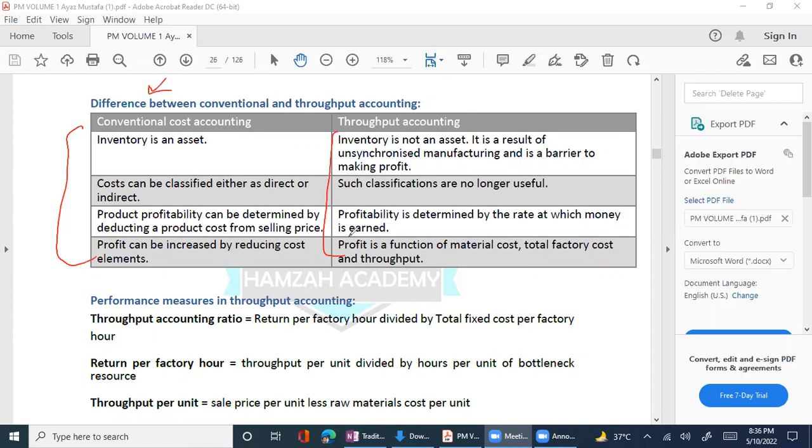Item number 4 in the column of throughput accounting: profit is a function of material cost, total factory cost, and throughput. I will illustrate it with the help of a numeric that profit ultimately will be calculated after having the effect of material cost, factory cost, and throughput. So when we calculate the number of units, then we will calculate the throughput, and then ultimately we will calculate the profit. Is it clear?